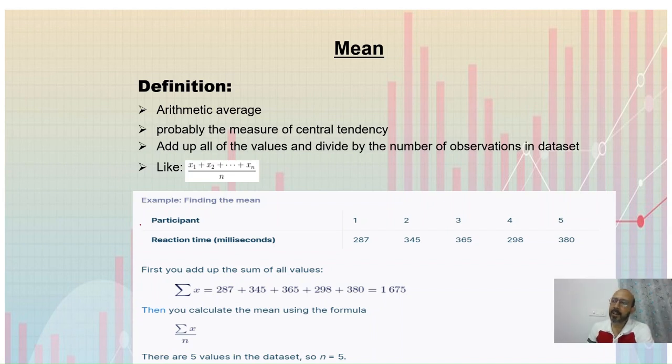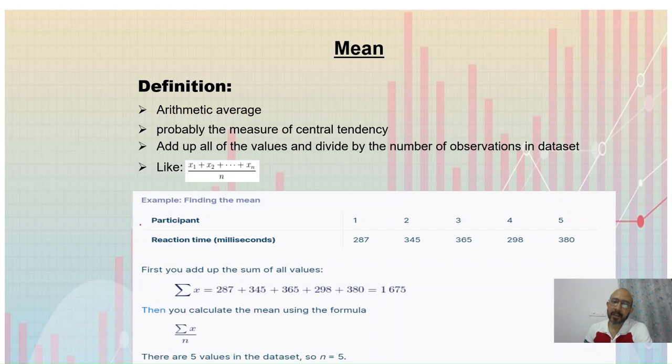The calculation of the mean incorporates all values in the data. If you change any value, the mean changes. However, the mean does not always locate the center of the data accurately.